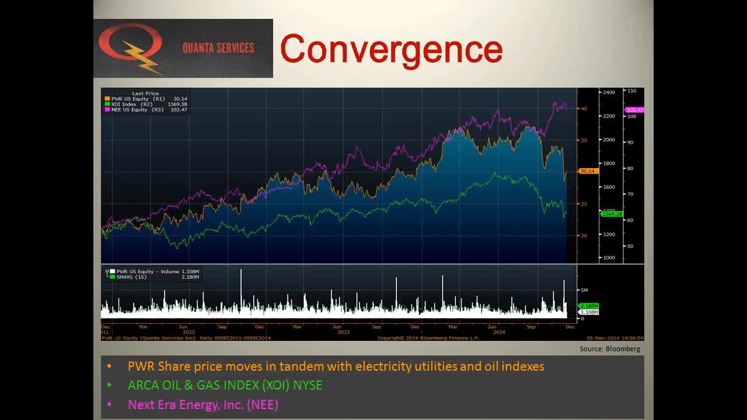We thought it would be interesting to see how Quanta's stock price moves with an oil and gas index as well as an electric utility index. What we can see here is that they move in the same direction. However, Quanta, being the orange one, is a lot more sensitive to the price of oil. You can see that it responds a lot more volatile than does electricity, for example. And the oil and gas index is somewhere in between.